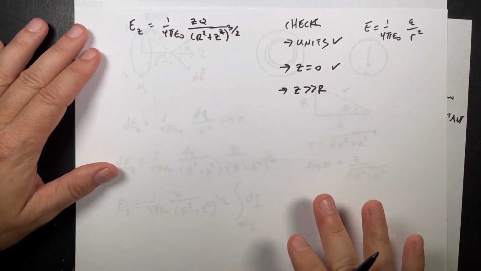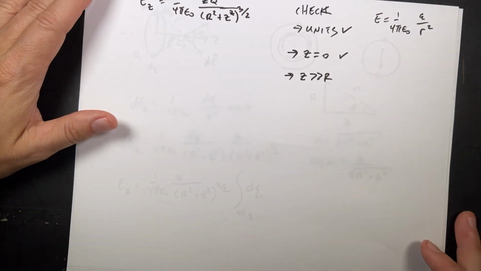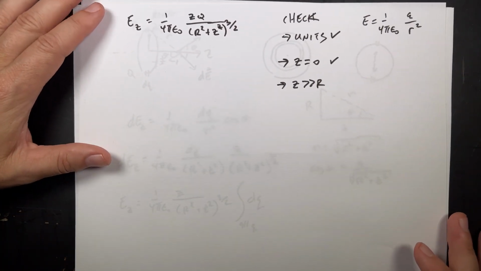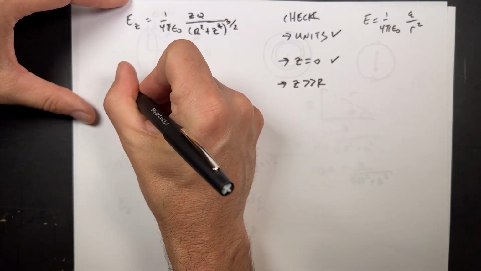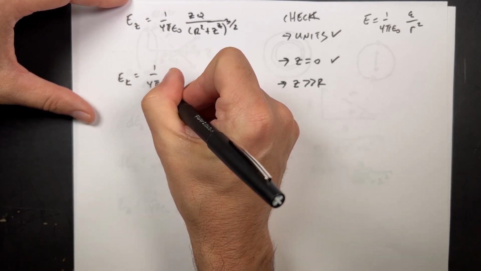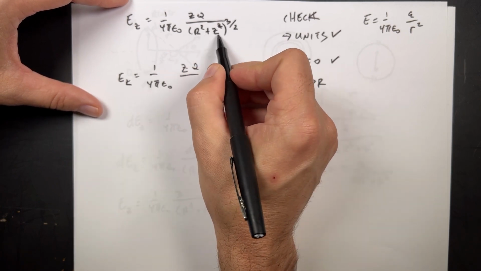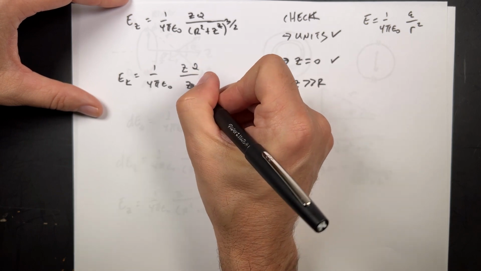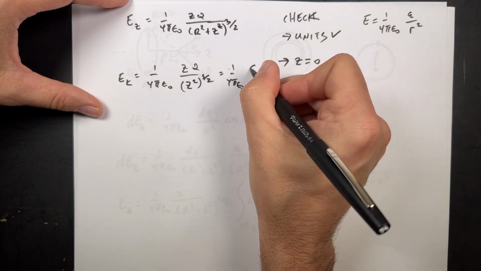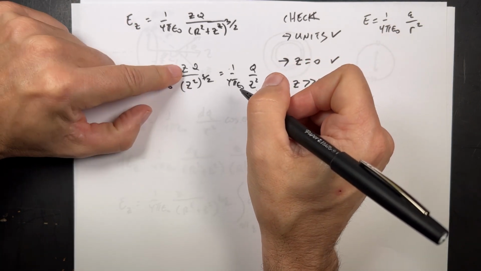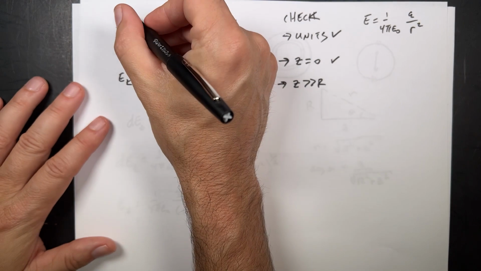Well, if I get really far away from this ring, what should the electric field look like? If I'm really far away, or if the R is very small, it's like a point charge. So if R goes really small, then I get E_z equals 1 over 4 pi epsilon naught, z Q. And if this R is small compared to z, I can just write this as z squared to the 3 halves. And this is 1 over 4 pi epsilon naught Q over z squared, right? Because I get z cubed, I get z. So that's the point charge. That looks good.